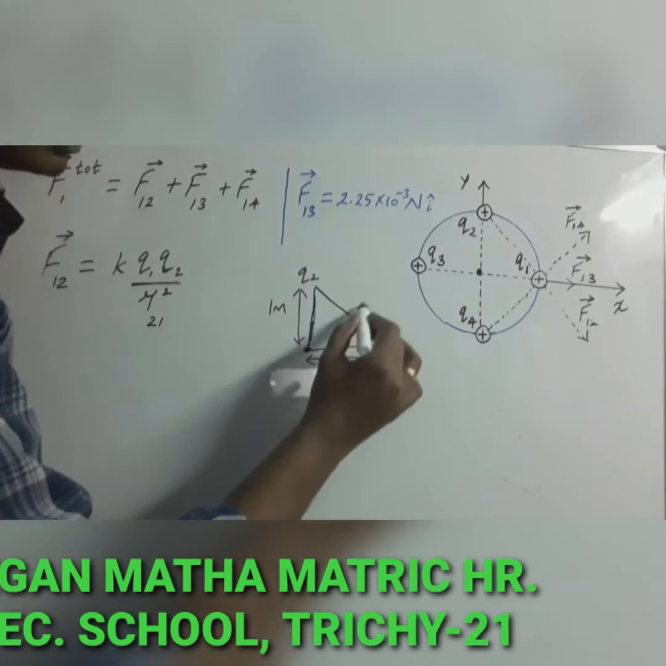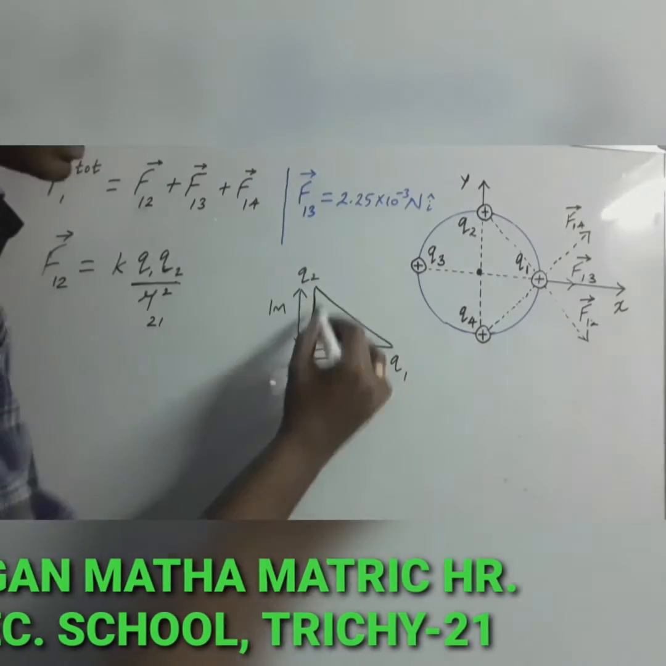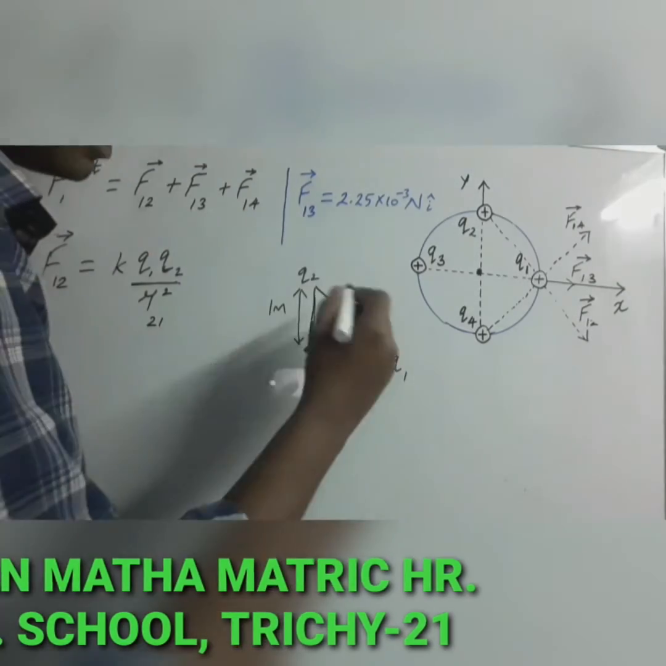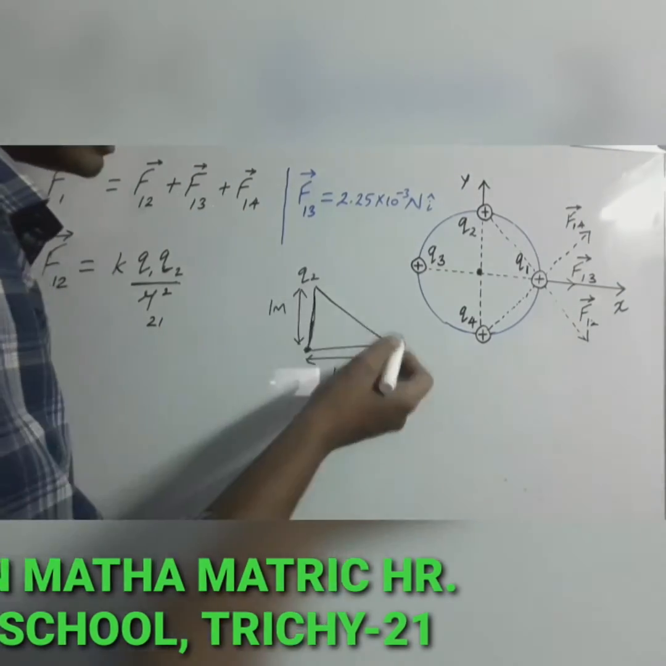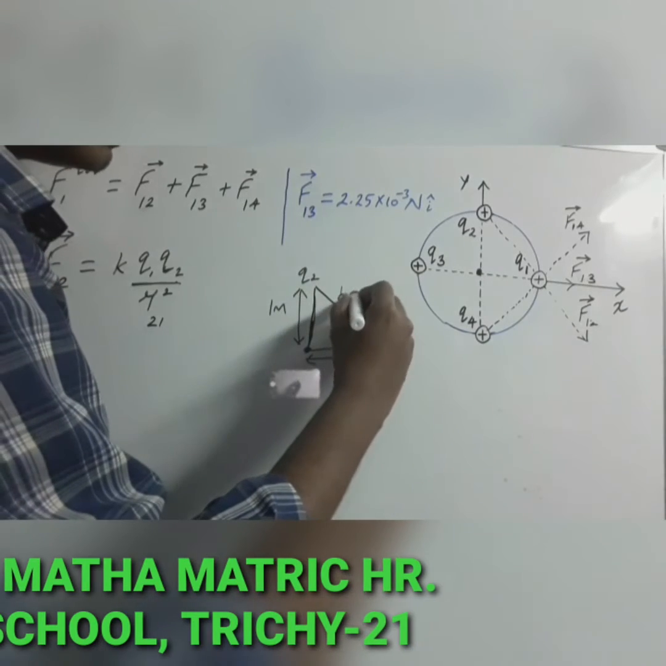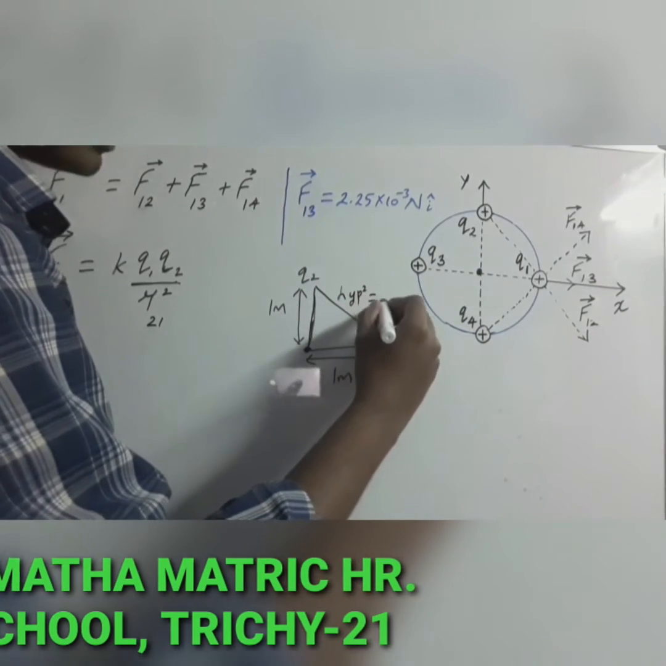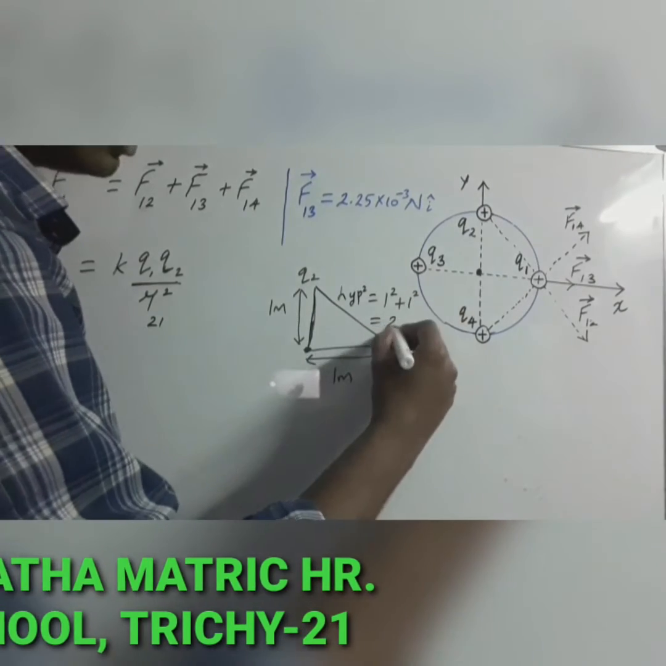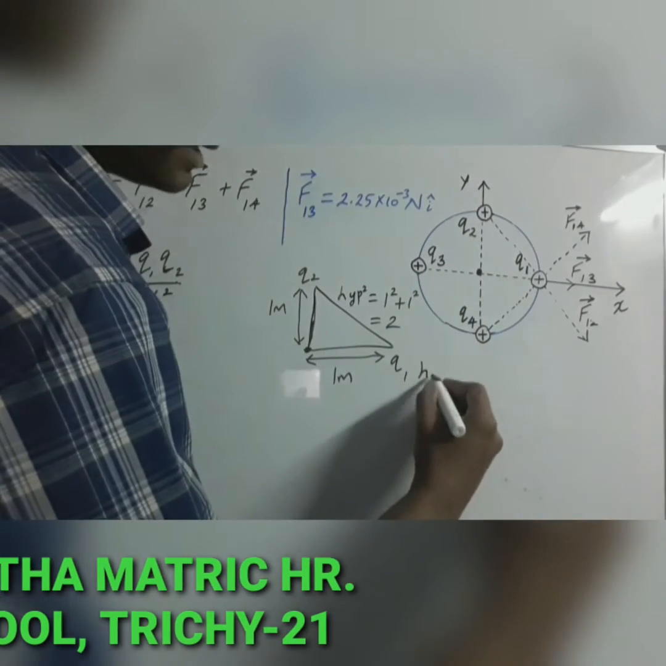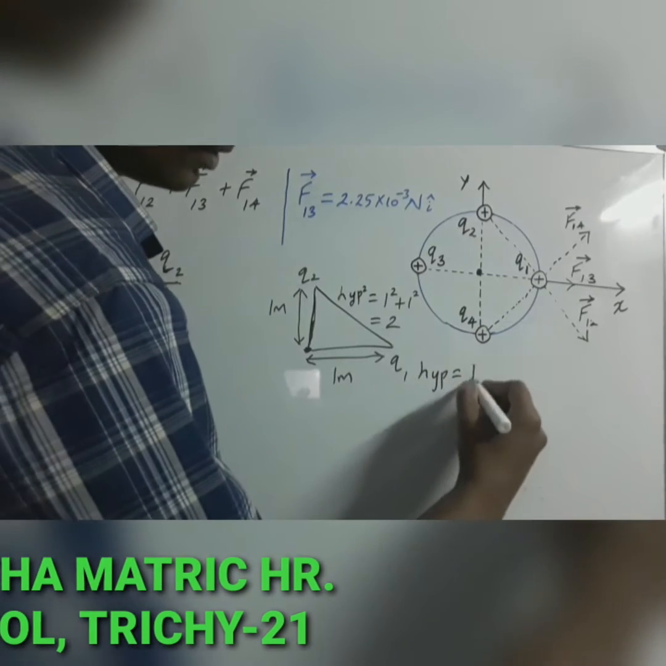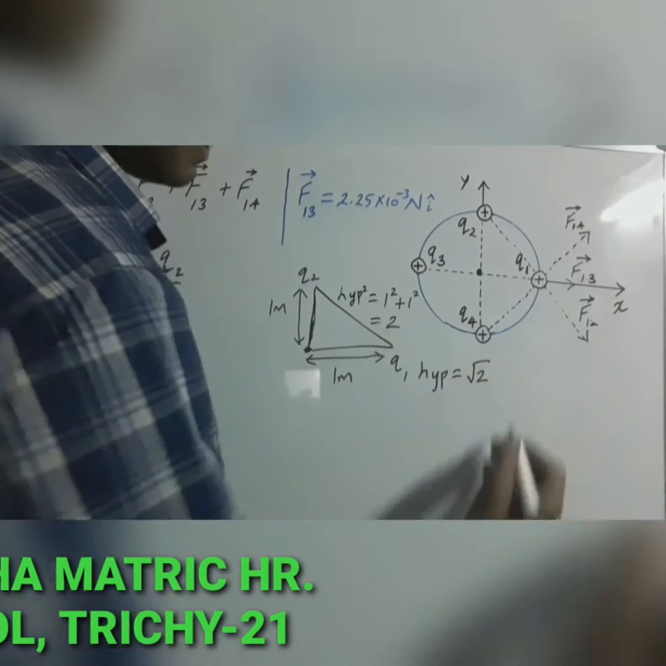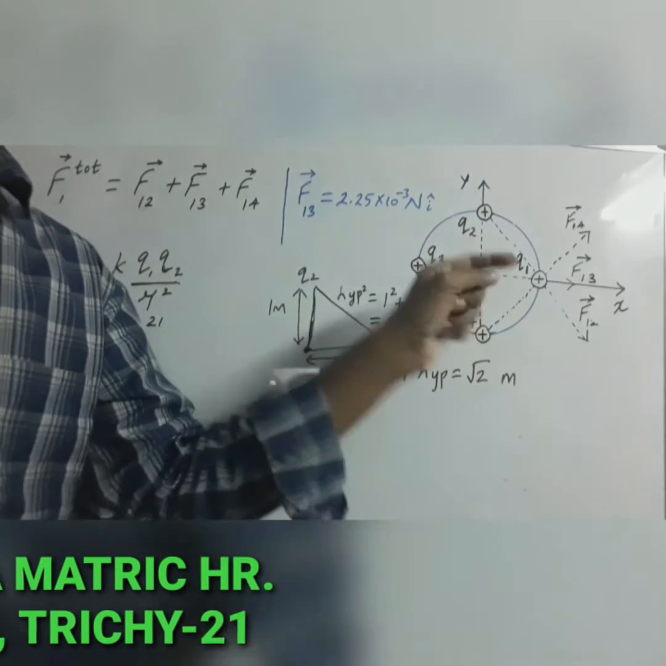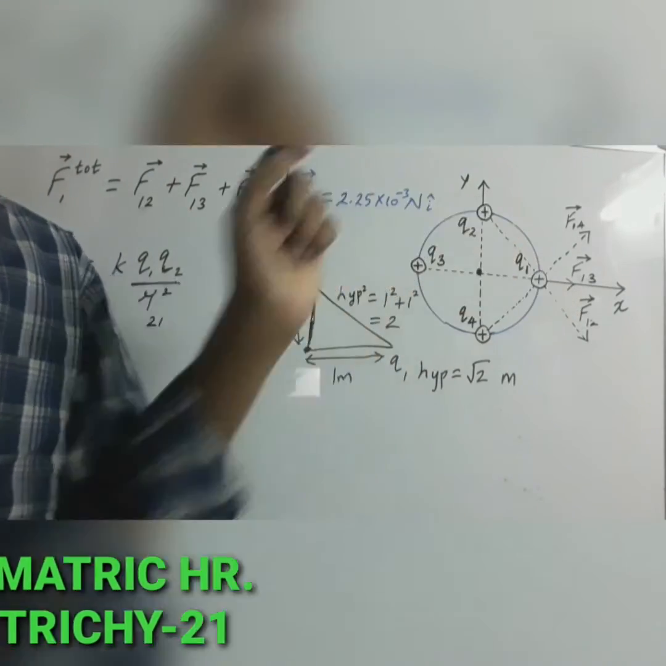Now you have to find the distance between Q1 and Q2. That is the hypotenuse of this right angle triangle. Then how can you find? Using the Pythagoras theorem, hypotenuse square is equal to the sum of the squares of the other two sides. So 1 square plus 1 square, 1 plus 1, 2. It is the hypotenuse square only. What is the value of hypotenuse? Root 2 meter. So root 2 meter is the distance between Q1 and Q2.